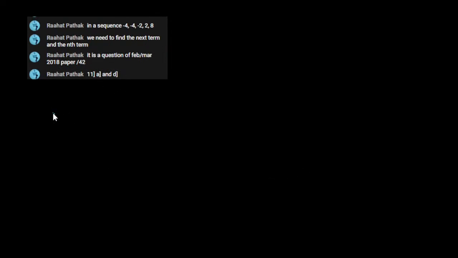The sequence given is minus 4, minus 4, minus 2, plus 2, 8. So do one thing first. Let us find out the difference between the consecutive terms. Here you get the difference as 0, here 2, here 4, and here 6. At the next level, if you see, the difference is 2, 2 and 2.